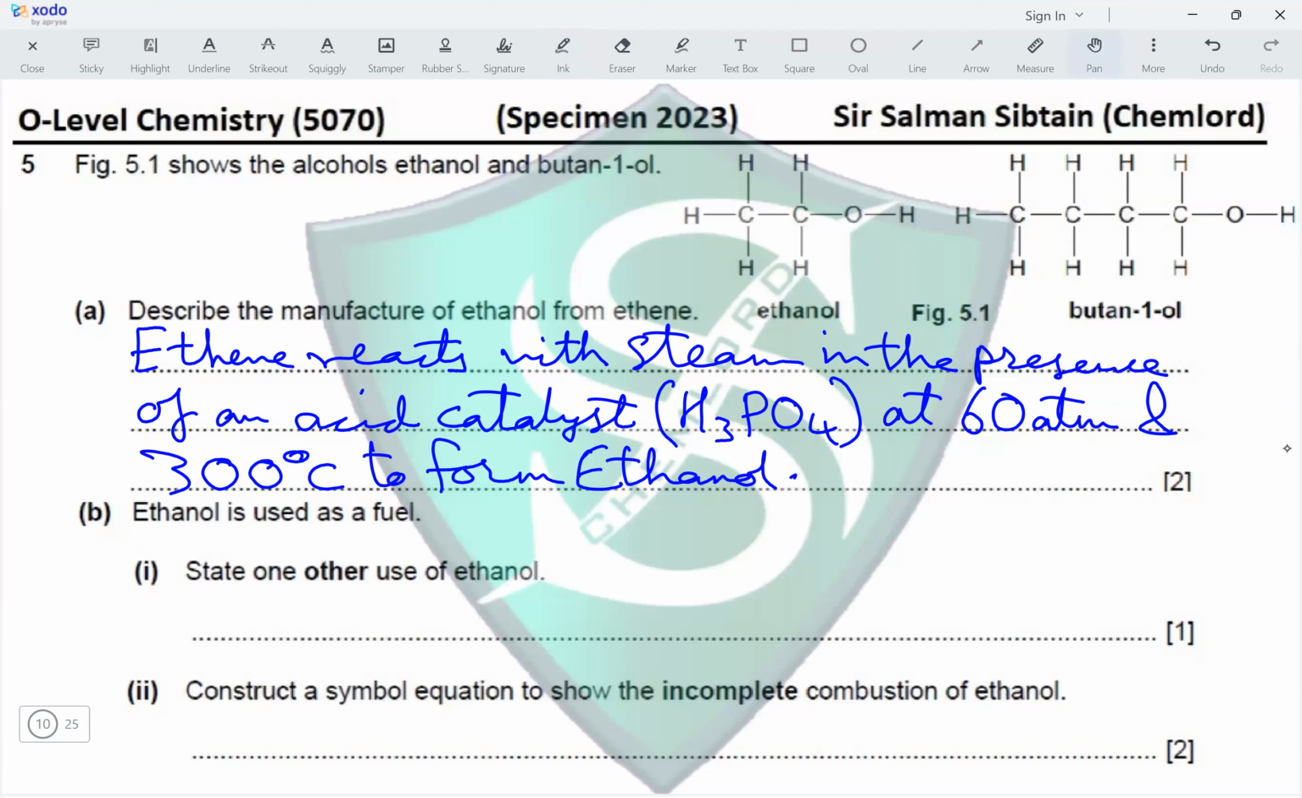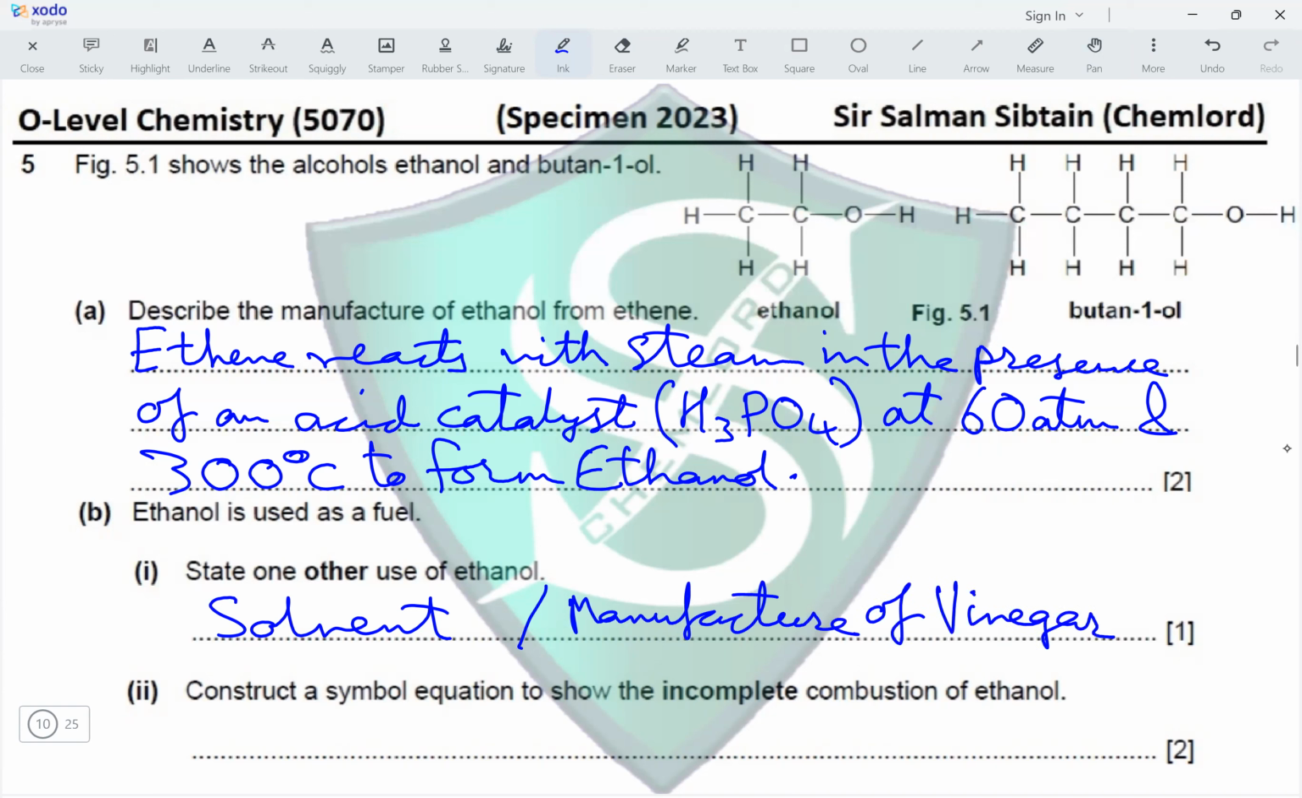Part B. Ethanol is used as a fuel. State one other use of ethanol. It is an alcohol, so it is used as a solvent. And also, since they've asked ethanol specifically, we can also mention the manufacture of vinegar, which is ethanoic acid. Next, construct a symbol equation to show the incomplete combustion of ethanol.